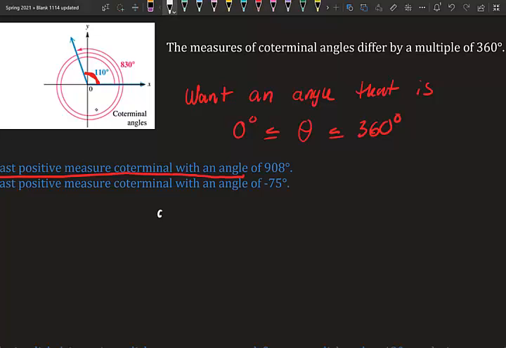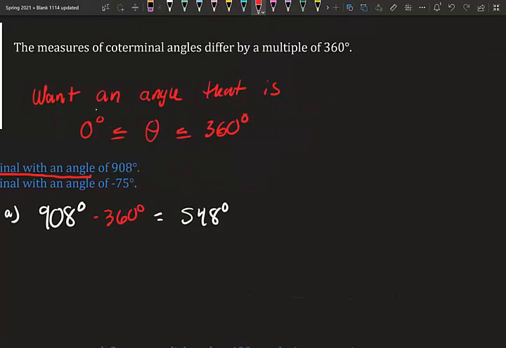So let's talk about A. We have a coterminal angle of 908 degrees. We're just going to keep subtracting 360 until we get somewhere between 0 and 360. So we subtract 360 degrees, and when we do, we're left with 548 degrees. That's not between 0 and 360 yet, so we need to subtract again. So we subtract 360 degrees, and then we get 188 degrees. So awesome, that's where it works. It's between 0 and 360. So that is the coterminal angle.